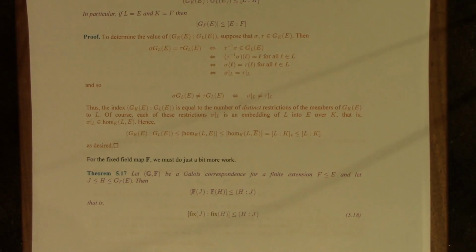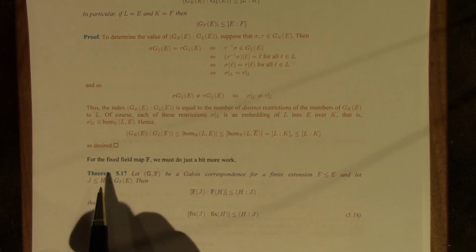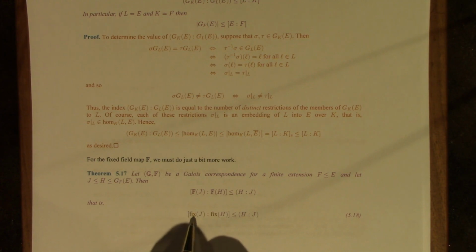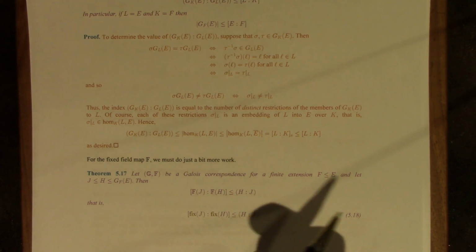As for the fixed field map, we have to do a little bit more work to show that it does not increase degree. So what we need to show is that if J is a subgroup of H, which is a subgroup of the Galois group G_FE, then the degree of fixed J over fixed H is less than or equal to the index of J in H.